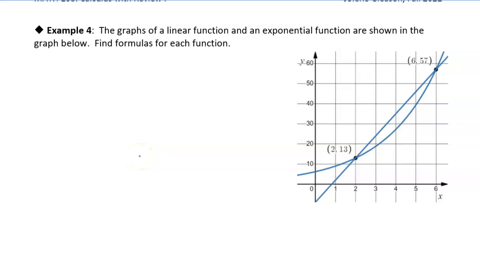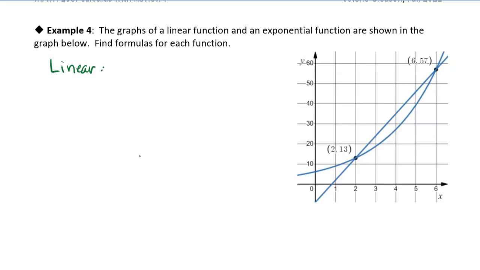All right, in this example, we're given the graph of a linear and an exponential function, and we want to find the formulas for each function. We're given 2 points. Both of these functions pass through the same 2 points, and we're just going to find the linear function and the exponential function that pass through those 2 points. So let's start with the linear. That's the easy one, right?